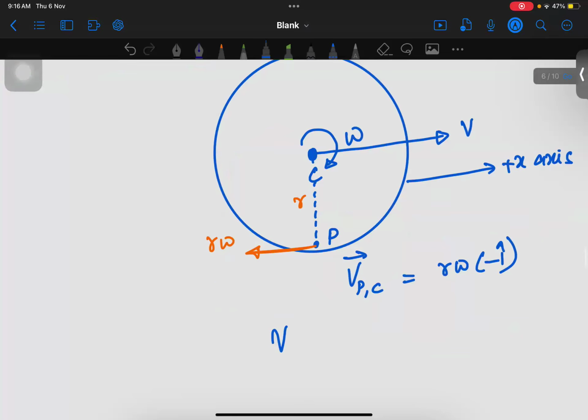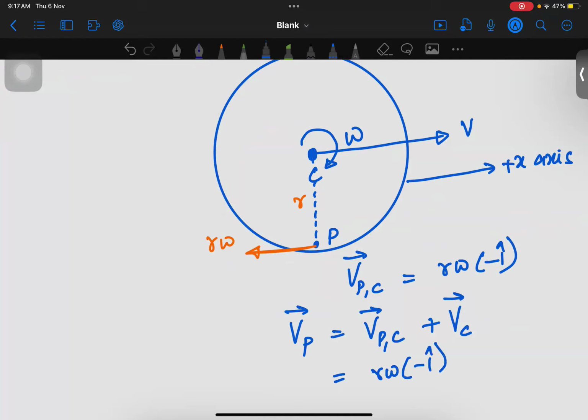And what would therefore be the velocity of the point P? The velocity of P with respect to C plus the velocity of the C point, which means it is r omega in minus I cap plus what is the velocity of the C point? Some V value it is, right? V in I cap.